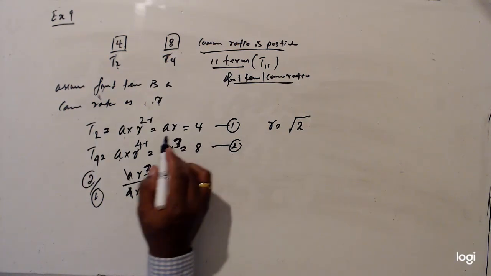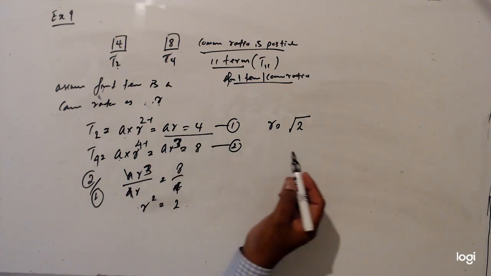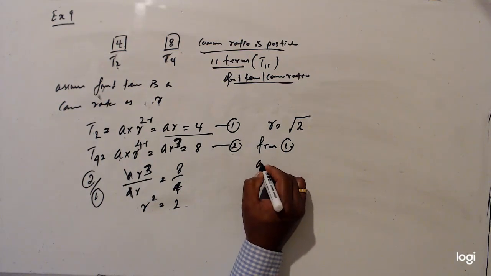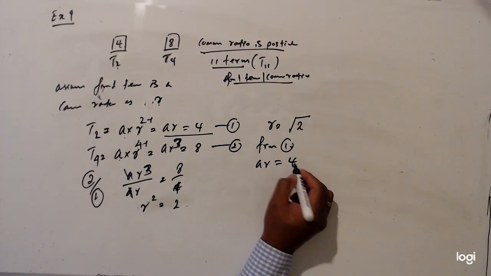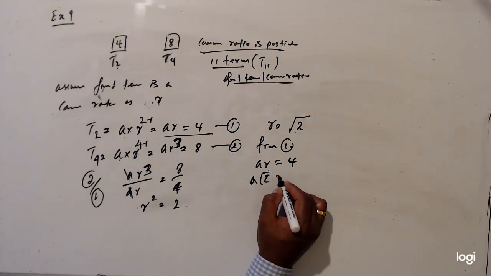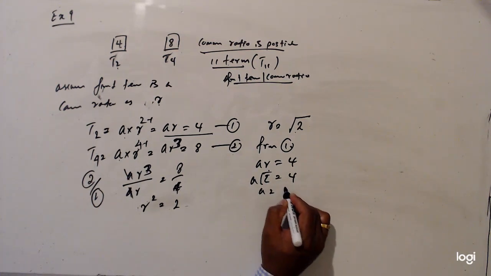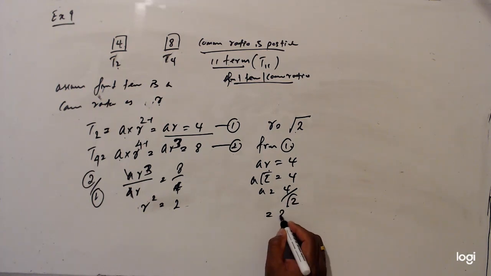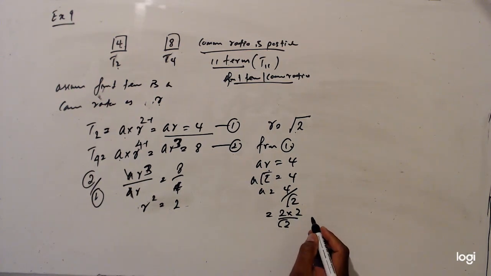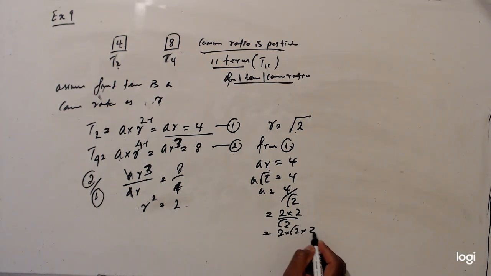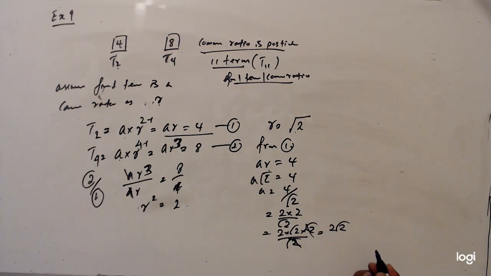Now we have to substitute to any equation, let's say from 1. So AR equal 4. So R value is square root 2, so A square root 2 equal 4. So A equal 4 over square root 2. We can simplify this one. 4 means 2 times 2 over square root 2, and 2 means square root 2 times square root 2 over square root 2, cancel out, 2 square root 2.